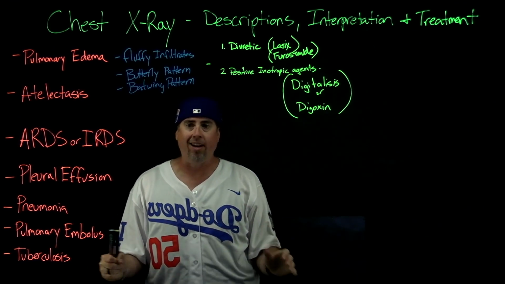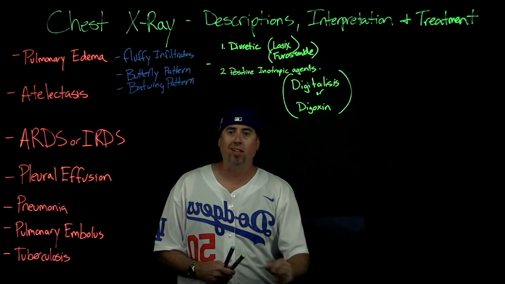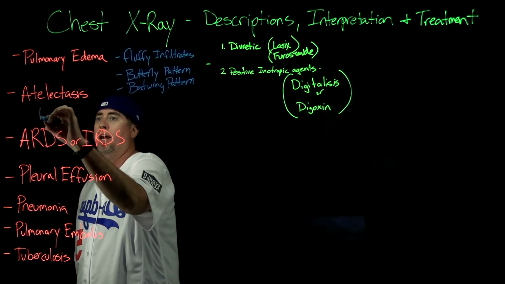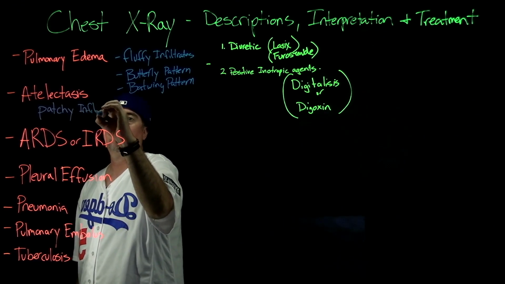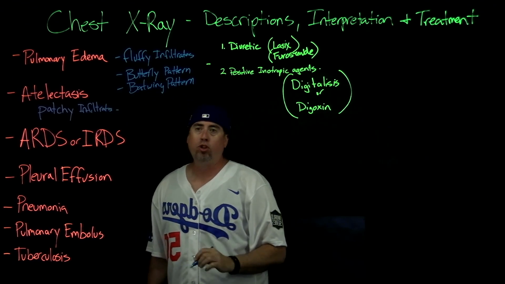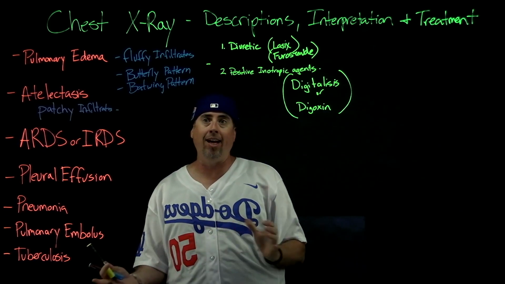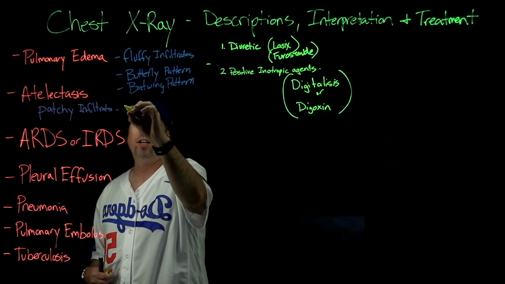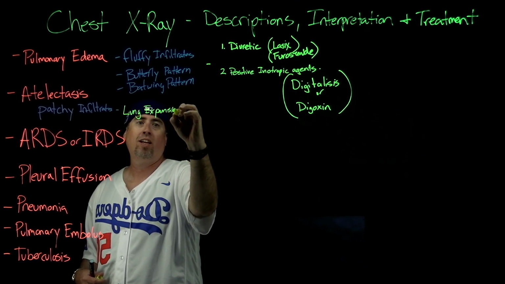Atelectasis. Is there anything on atelectasis that we might see descriptive-wise? For sure there is. In atelectasis, this one's a little bit easier because we only have one, and this one is patchy. Patchy infiltrates. Okay? And if we see patchy infiltrates, we know that we're dealing with atelectasis. All right? And really, with atelectasis, the treatment is lung expansion therapy.